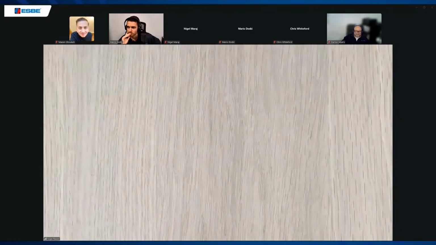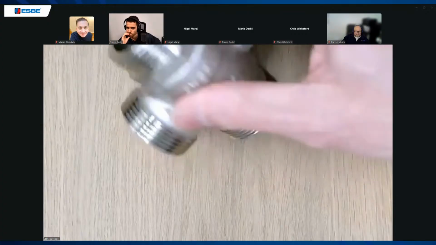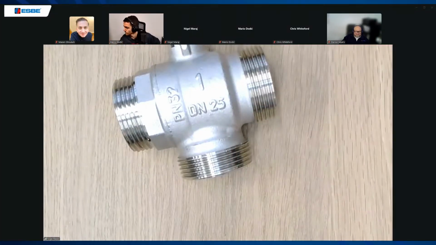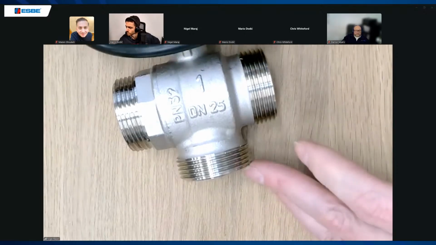Now, what we're seeing, what people are starting to use, is the motorized ball valve. So this comes with a head, a motor on it.